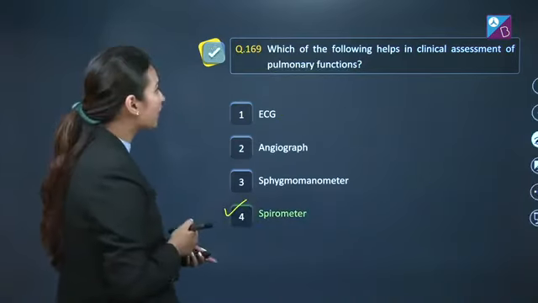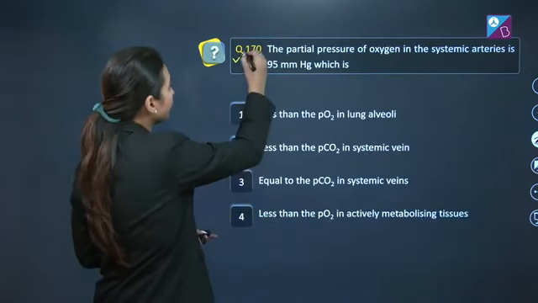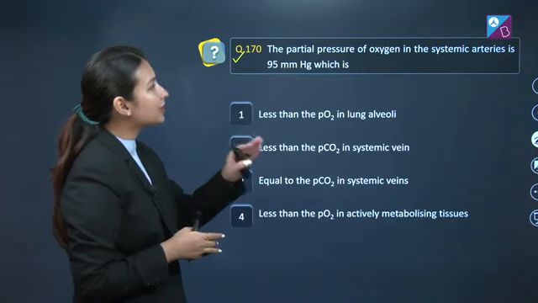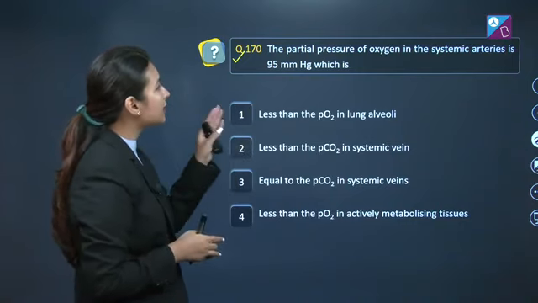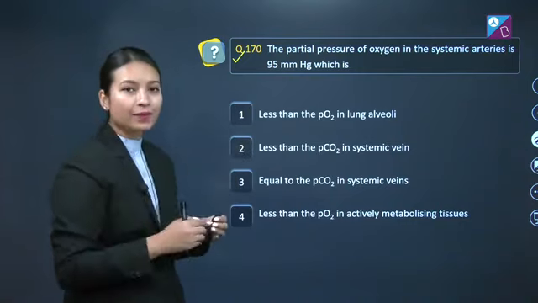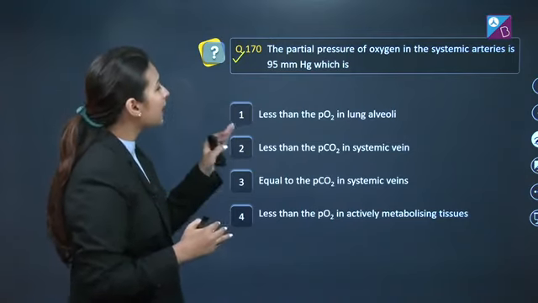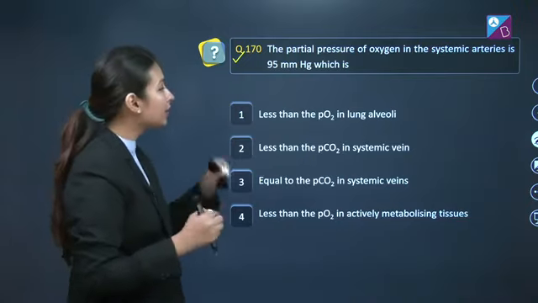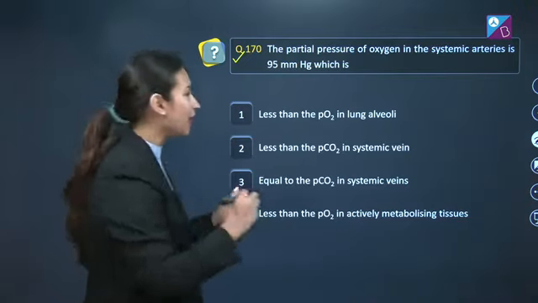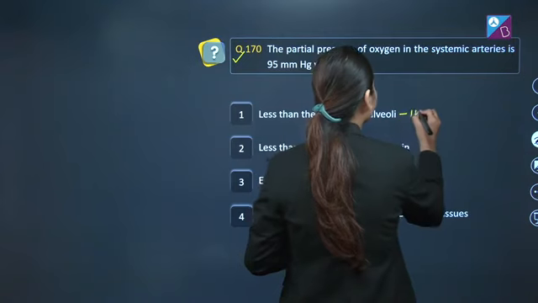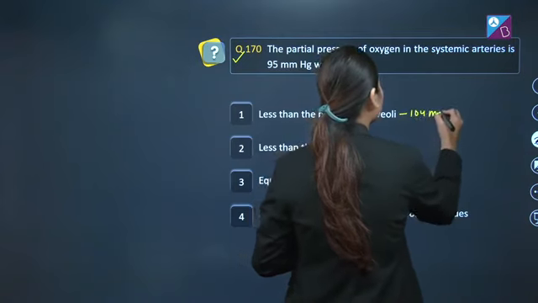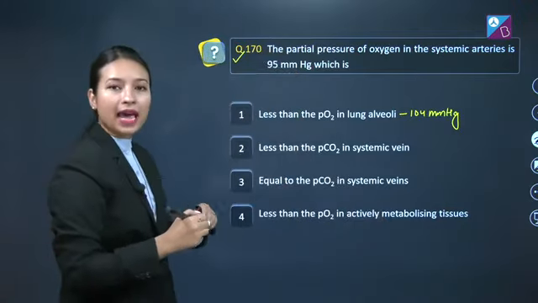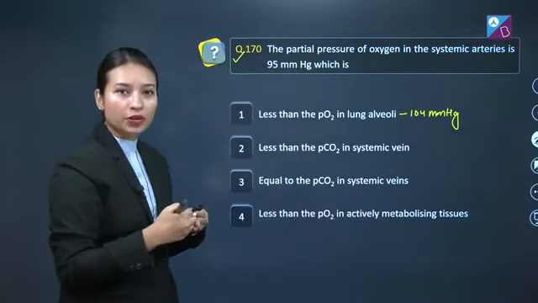Now let's move on to next question, that is question number 170, which states the partial pressure of oxygen in the systemic arteries is 95 mmHg, which is, so पहला ऑप्शन है less than the PO2 in lung alveoli. हमने previous slide में ही discuss किया that the value of PO2 in lung alveoli is 104 mmHg. So this should be our answer, but let's talk about the other options also.